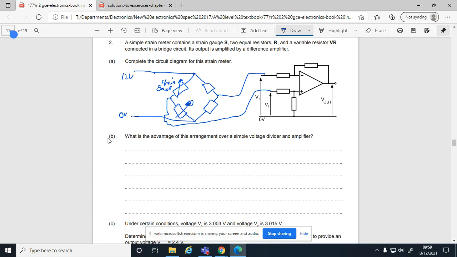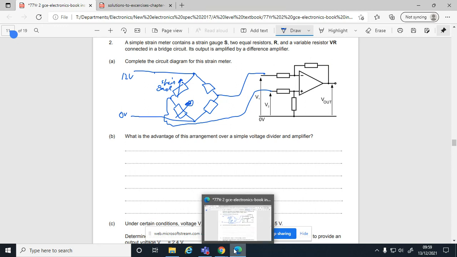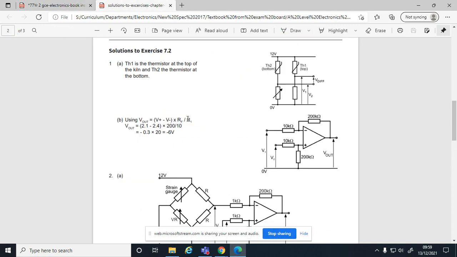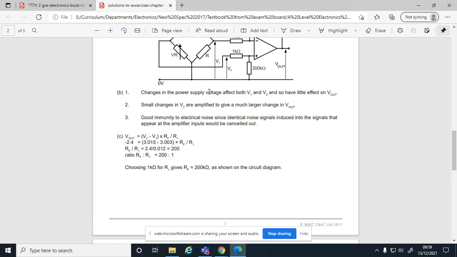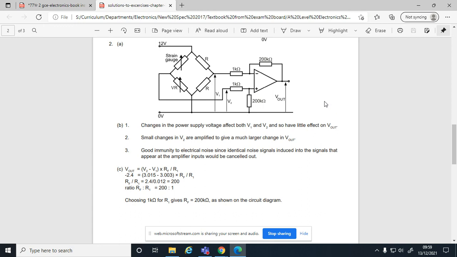There we go. What is the advantage of this arrangement over simple voltage divider and amplifier? I'm going to show you the mark scheme. Saves me writing it down, but it's hopefully straightforward. The mark scheme here is changes in the power supply voltage affects both the inputs, so will have little effect on V out. So essentially, if you get fluctuations in voltage here, basically V1 and V2 will both change by the same fluctuations. Therefore, V diff will remain unchanged.